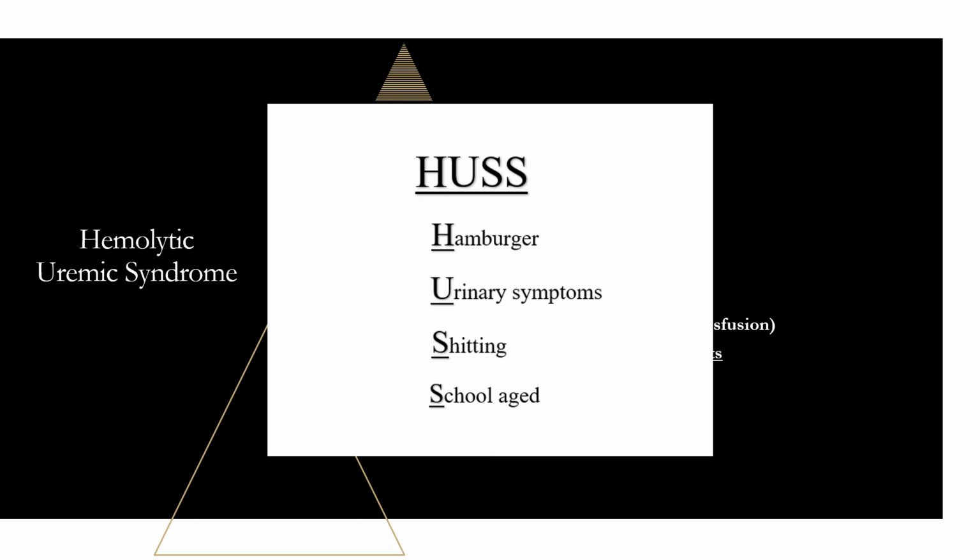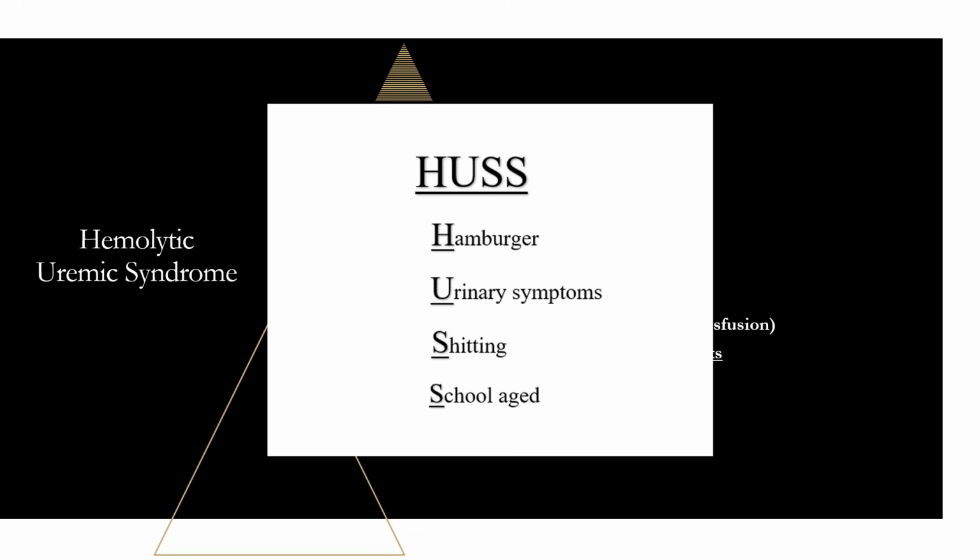And then shitting. Sorry, again, no other word that works here. So remember the vignette, they're going to mention they have GI complaints, likely bloody diarrhea. And then finally, like I said, this is common in children under 5. So remember school age. Remember, it's going to be a young kid mentioned in this vignette. So remember HUSS, hamburger, urinary symptoms, shitting, and school age.